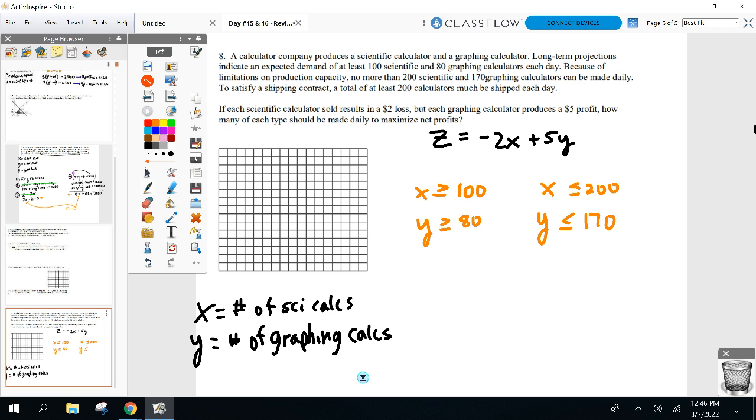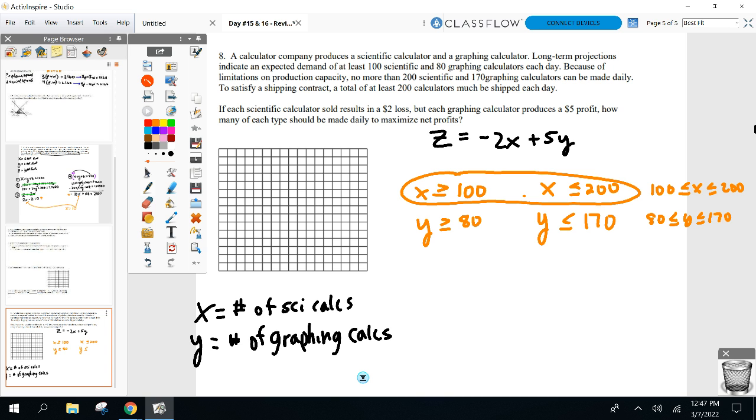You guys can graph all four because you know these are what type of lines with X just by itself? Another mistake on the quiz. X by itself, vertical. Y by itself, horizontal. So you can graph all four. But if you notice that X is greater than 100 but less than 200, you can combine them. If not, it doesn't matter. You're still going to graph four of them. Same thing here: 80 less than or equal to Y less than or equal to 170.